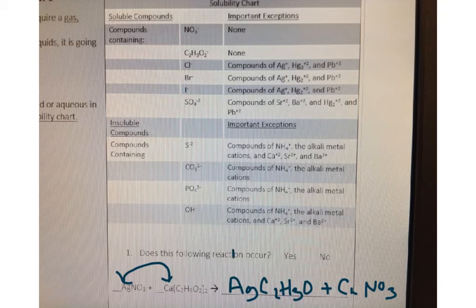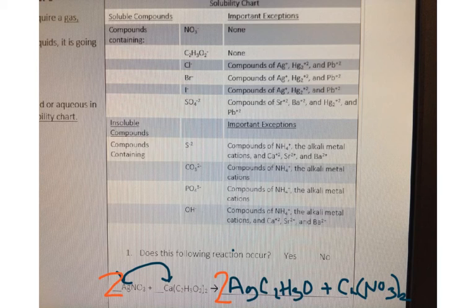Now I created two new compounds, so I'm going to have to worry about my charges. Ag has a +1 charge, acetate has a -1, so you crisscross and they reduce to 1 and 1. Ca, on the other hand, has a +2 charge. NO3 has a -1, so we're going to crisscross and we get Ca(NO3)2. Now I need to balance my reaction, and in order to balance it, I'm going to need to put a 2 in front of the AgC2H3O2 and a 2 in front of the AgNO3.